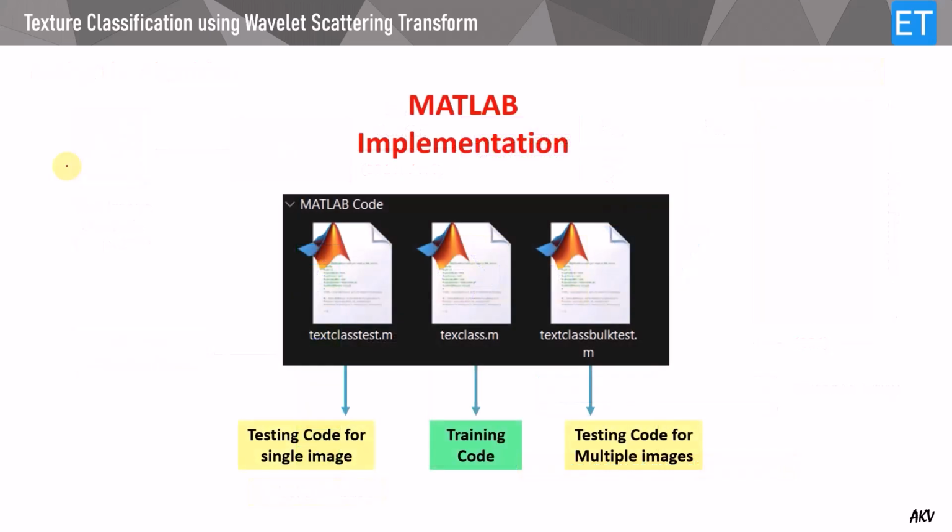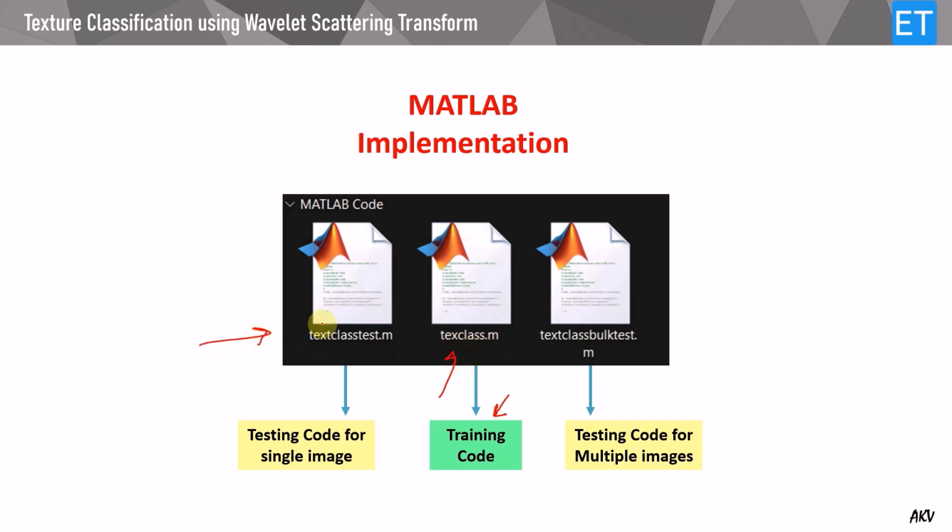Now come to the MATLAB implementation. To implement this in MATLAB, I have to create these 3 MATLAB files. The first one is the text class.m. This is the code for the training. Here all the images in the training will be converted to their equivalent feature vectors and stored in the feature database, and their names will be stored in the label database. So the databases will be created with this text class.m.